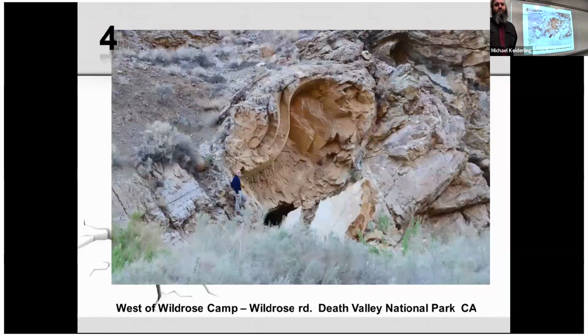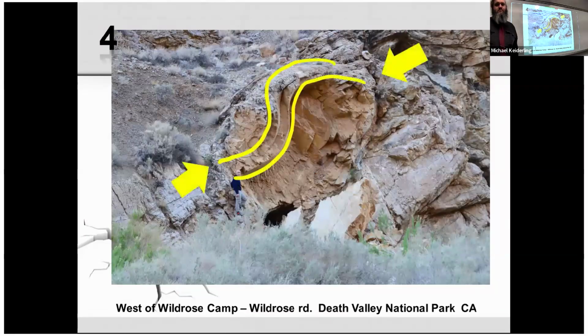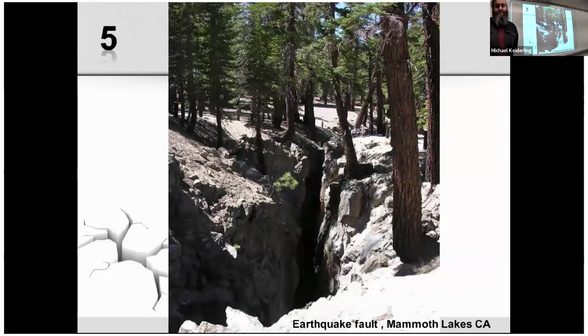Number 4, along Wild Rose Road in Death Valley National Park. We can obviously see folds. These folds must have formed from compression or convergent motion. Finally, number 5, the earthquake fault near Mammoth Lakes, California. Again, this is a great example of a rift where the earth was experiencing tension and cracked open, causing this split in the rocks.